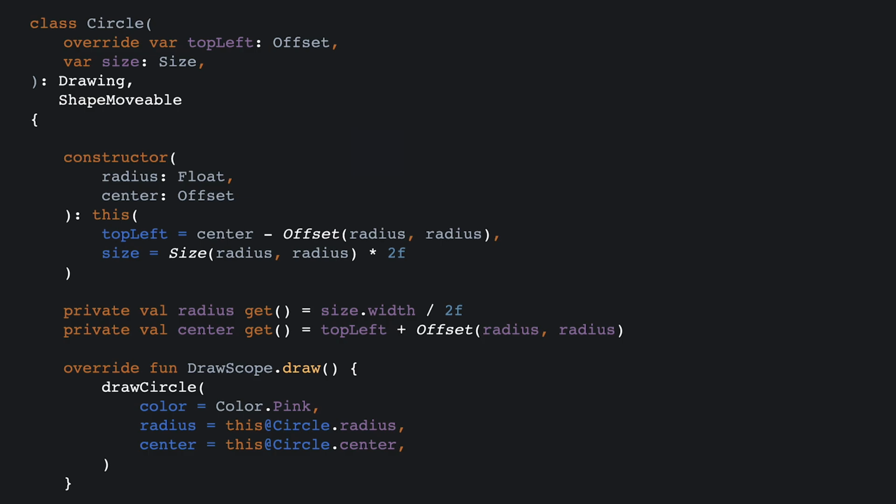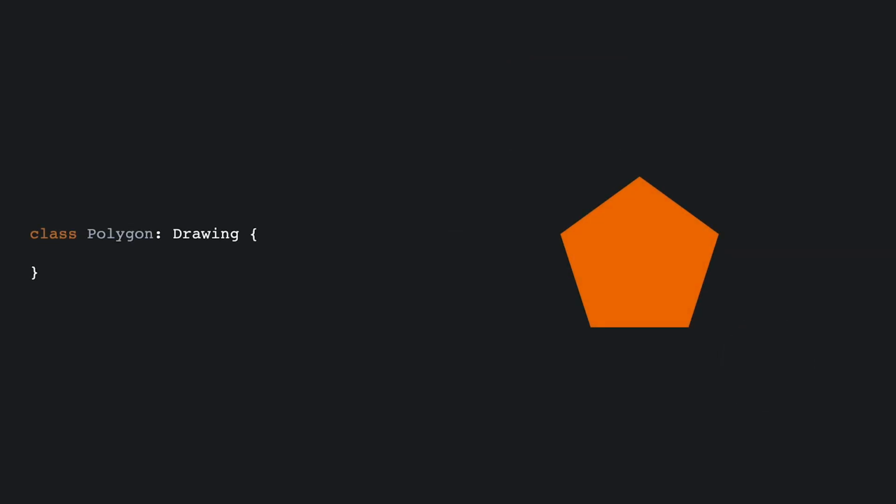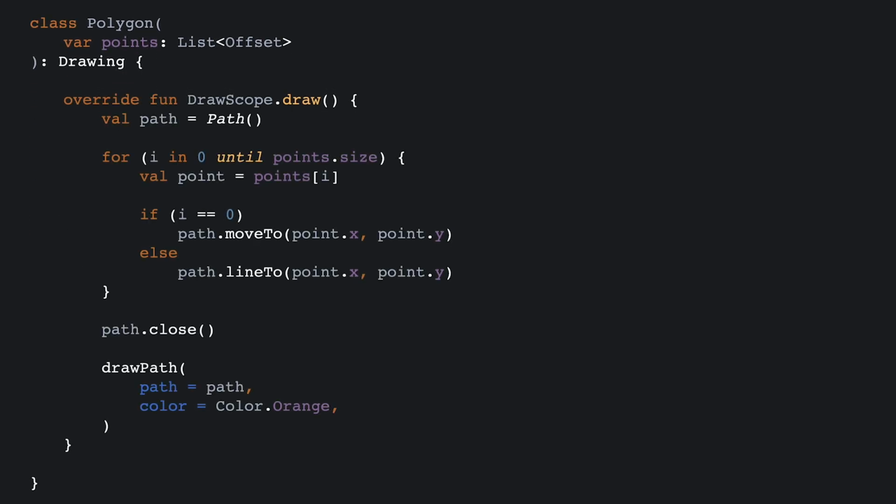As you can see, now we are sharing code and we are using the ShapeMovable in multiple drawings. And also, let's say that we have an image or something like that, we can use the ShapeMovable there. But if we have something more complex, like a polygon, for example, let's try to add a new class, Polygon, a new drawing, and the polygon, of course, is just multiple points linked together. So we need to pass a list of points to the constructor of the polygon. Then for drawing this polygon, we are going to create a new path.